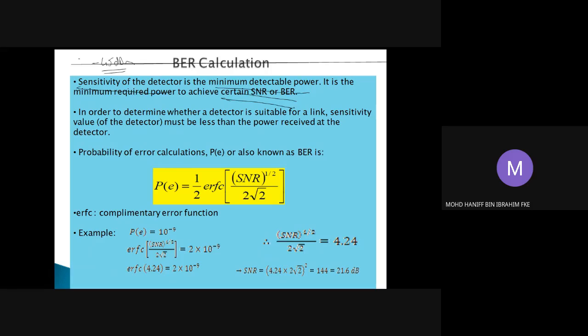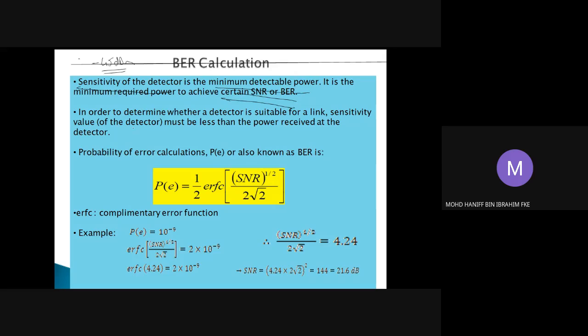Because if we have less than this amount, we cannot achieve the stated or the proposed SNR or BER of the system. In order to determine whether a detector is suitable for a link, sensitivity must be less than the power received at the detector, which means that the power received must be bigger than the sensitivity. That's why I mentioned before, if your sensitivity is negative 45 dBm, the received power at the receiver must be bigger than this amount, such that the system can work properly, or it can achieve the required value of SNR or BER that has been proposed earlier.